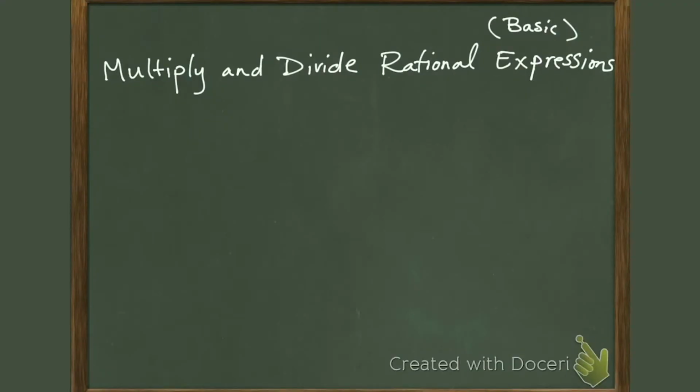Okay, Algebra 2. Today we're going to be multiplying and dividing rational expressions. We're just going to start off with some basic ones. If you can multiply and divide fractions, then you can multiply and divide rational expressions. The same rules apply. The only thing we need to add is that we have a specific domain when it comes to rational expressions. Remember, we can never divide by zero.